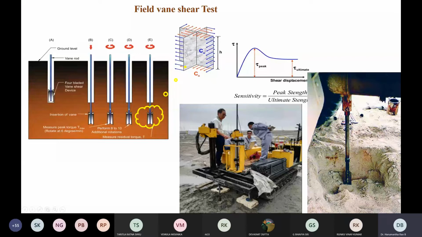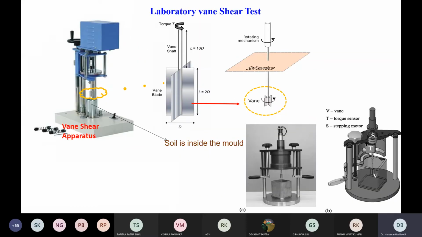The fundamental principle remains the same whether you conduct the vane shear test in the laboratory or in the field. The equations remain the same. And this is the schematic which is showing how the vane shear test is conducted in the laboratory. This is the small device. This is a schematic of a vane shear.